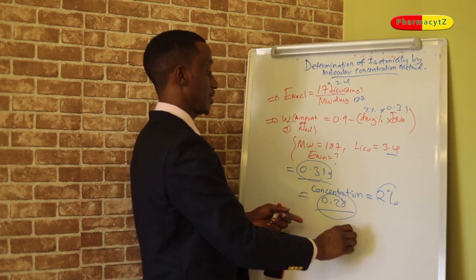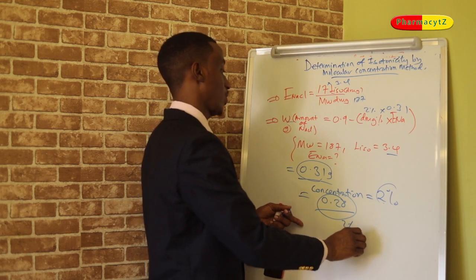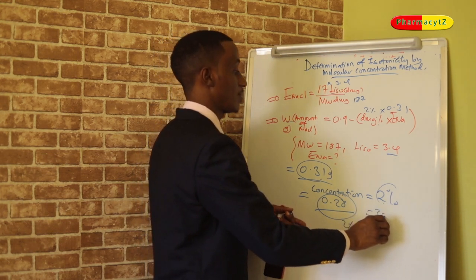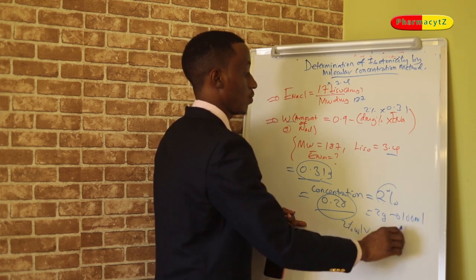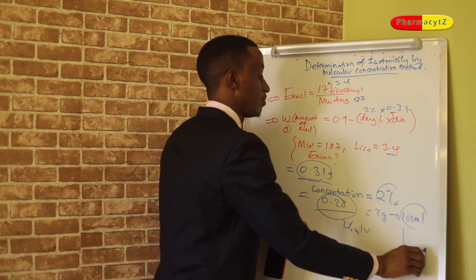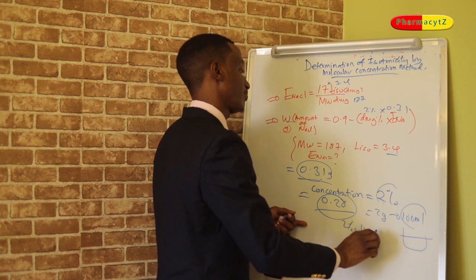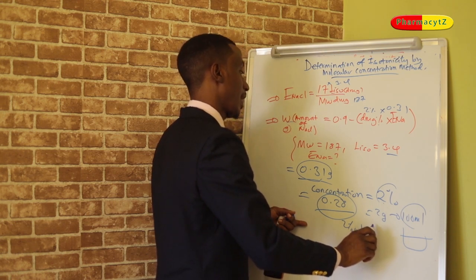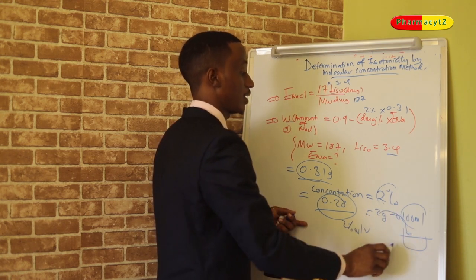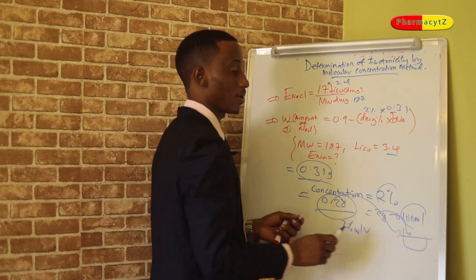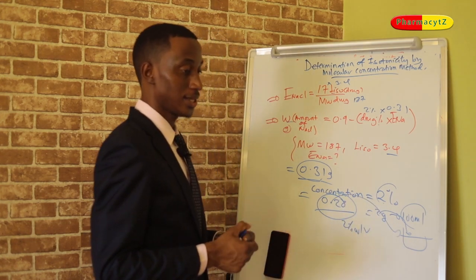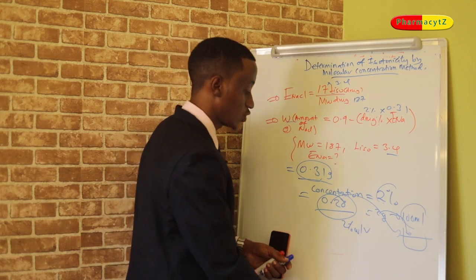In this sense, 2% weight in volume means that 2 grams are in 100 mils. So measure 100 mils of water, then add 2 grams of the drug substance, then add 0.28 grams of sodium chloride, then stir well, and the solution is already isotonic.